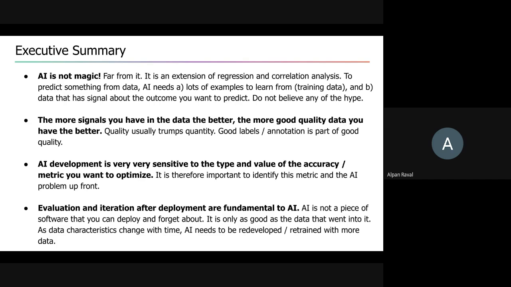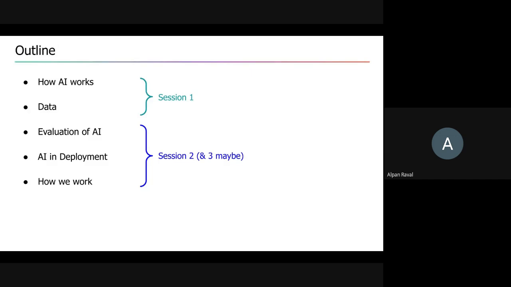So that's the outline. We're going to cover five things. First is a very high level view of how AI works. The second is data and everything that has to do with data. The third is how you evaluate an AI model. The fourth is what are the things you need to worry about when you deploy an AI model? What does AI in deployment look like? And the fifth is, given all of these things, how are we going to work in this institute in order to be successful?